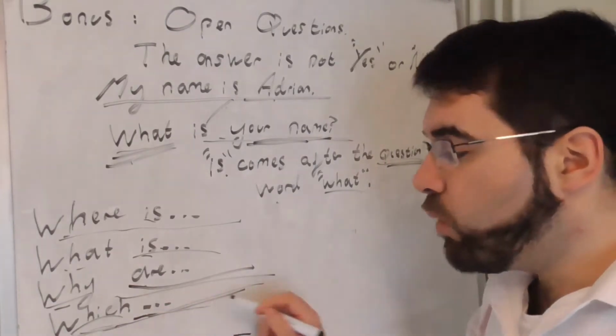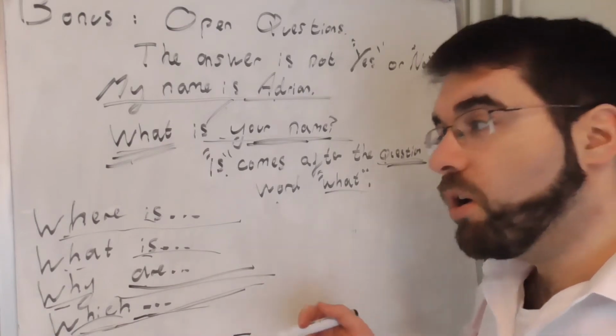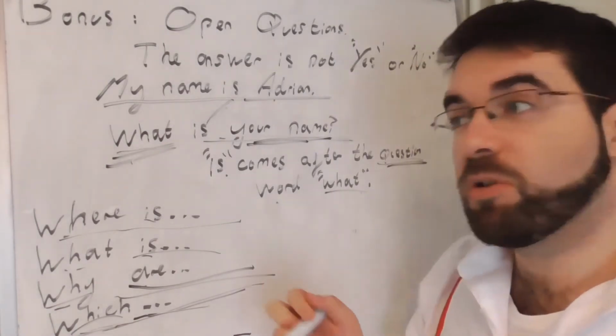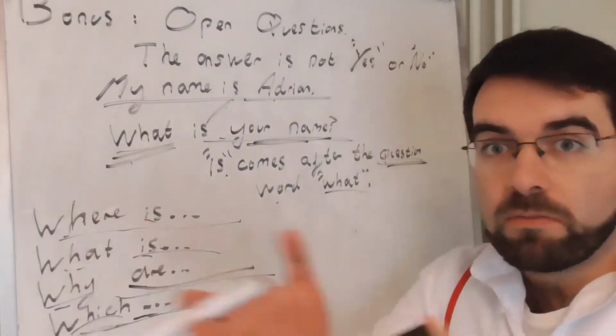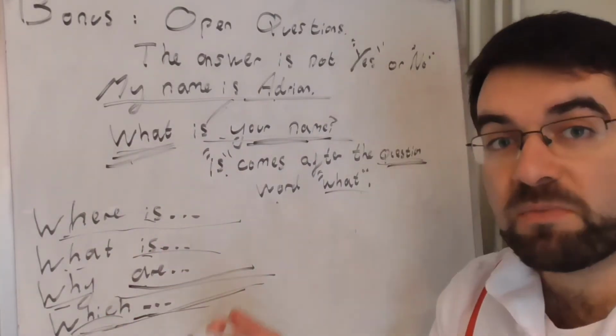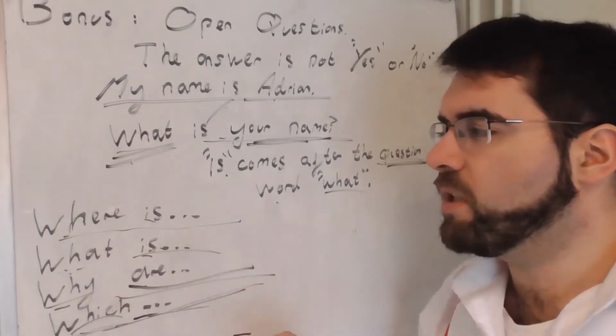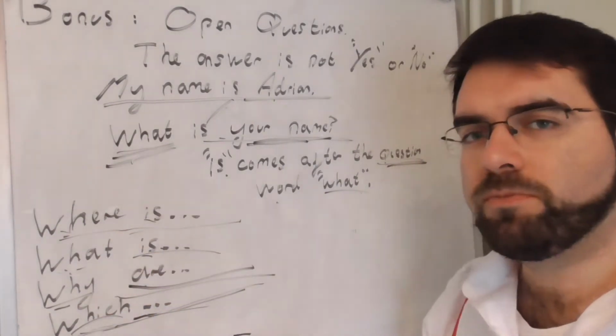Which way? Maybe a subject then, or an object. Which person is it? Which whiteboard is it? Which pen is it? Which computer is it? Which? We have a choice of different things. Or why? The reason behind something. Why is your name Adrian? What is your first name? Where is your name from?